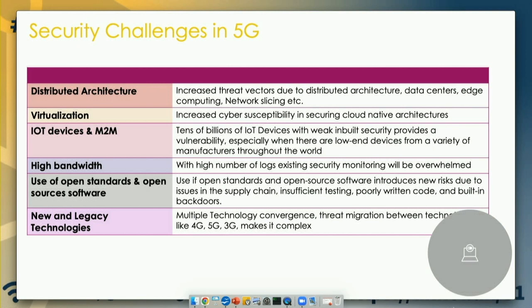The first one to start with is the distributed architecture. Earlier, that setup used to be very much centralized and not exposed, but now with edge computing, network slicing, etc., and the use cases to cater to high-speed requirements, the architecture is no more centralized. It is pretty much distributed, spread across the area, which leads to increased threat vectors.